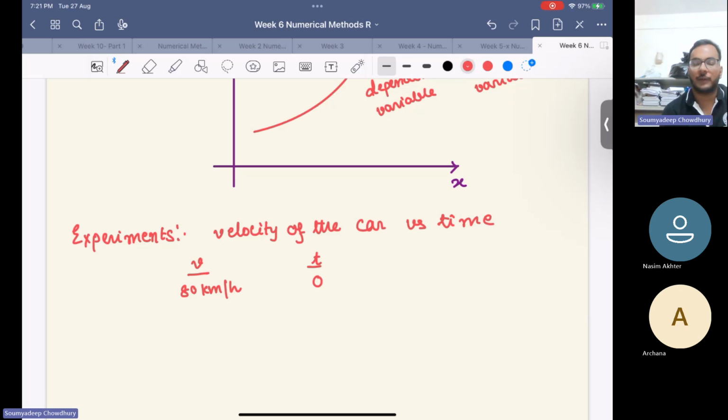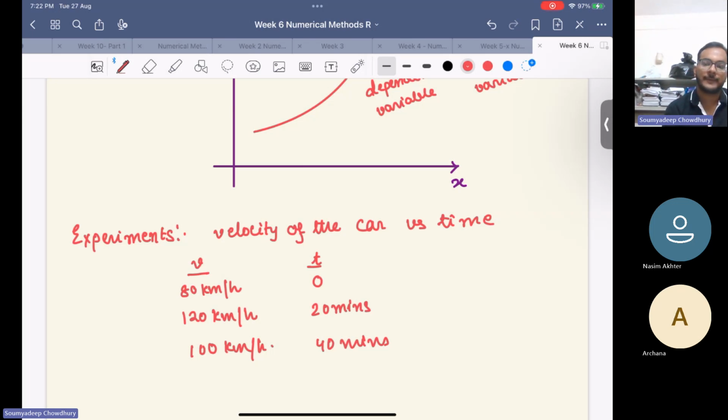Suppose you measure it after 20 minutes again, and your speed is 120 kilometers per hour. Again, after 20 minutes you measure, and your speed is 100 kilometers per hour. So can you tell me which is the dependent and which is the independent variable here between velocity and time?